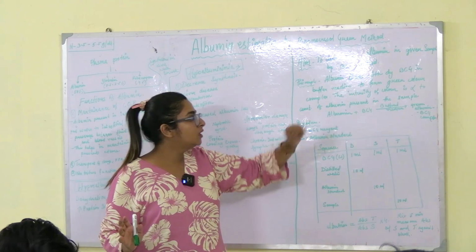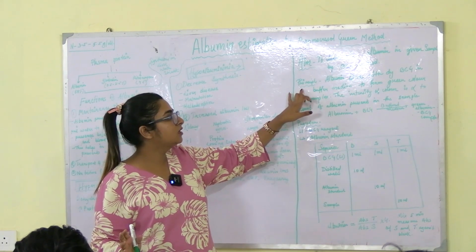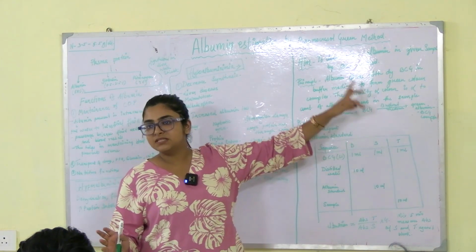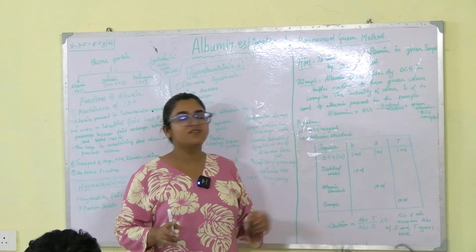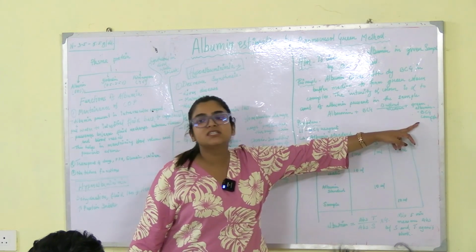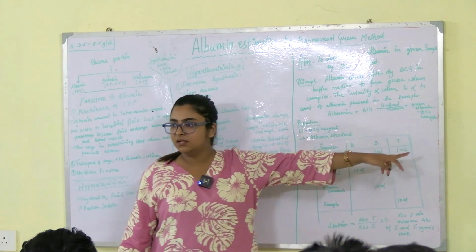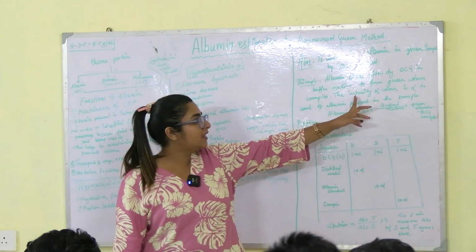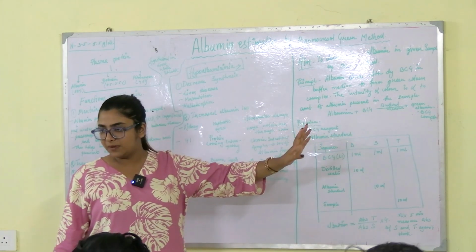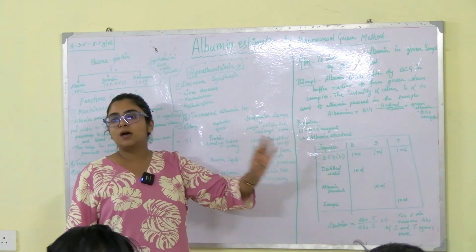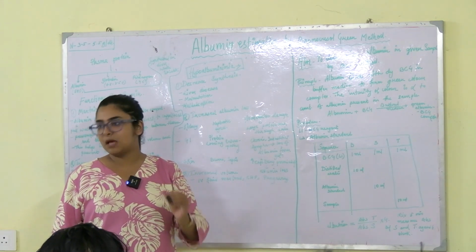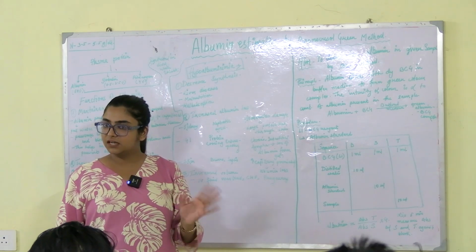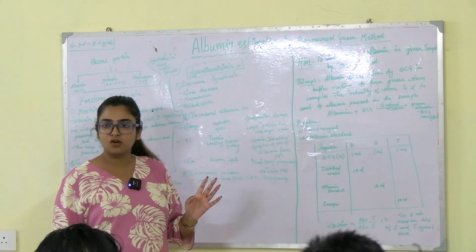Now what you will do? Principle is very important. Albumin binds with this BCG dye in buffer medium to give what complex? To give a green colored albumin BCG complex. Okay, simple. Principle is clear. And then the intensity of the color of the complex is directly proportional to the amount of albumin present in the given sample. Clear? Okay, principle clear all of you.